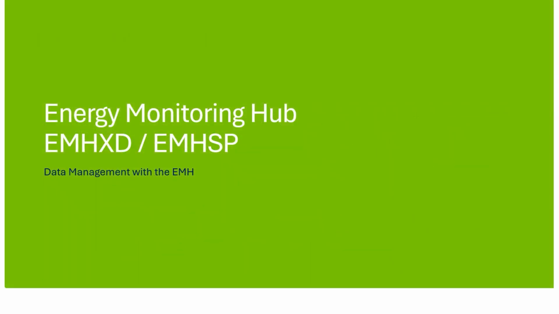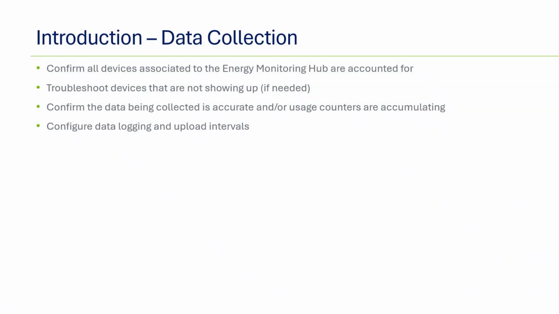In this segment, we'll review the data management settings using the new EMHXD or EMHSP energy monitoring hubs. Next, let's review the setup of the data collection portion of the EMHXD or EMHSP system. First, confirm all the devices associated with the system are reporting and visible in the device list on the Energy Monitoring Hub. If there are devices missing, troubleshoot those devices to resolve any wiring or configuration issues. With all the devices reporting, validate that data is being collected and that the data is accurate. Configure the data logging and upload intervals to the end user's requirements.